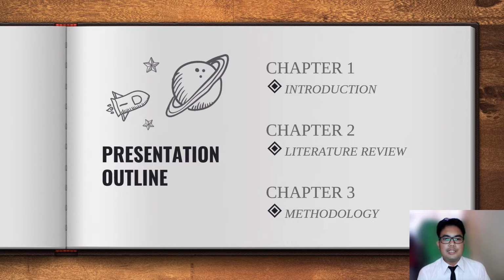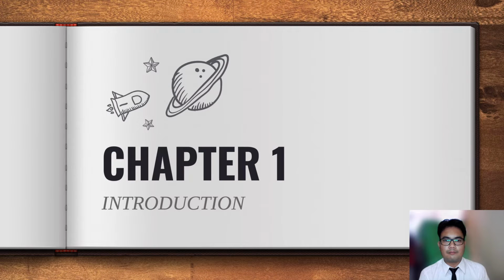So in this presentation, I will talk about three chapters, which are Chapter 1, the introduction, Chapter 2, the literature review, and Chapter 3, the methodology. I will go through more detail chapter by chapter. I will start with Chapter 1, which consists of the project background, problem statement, research objective, and scope of research.